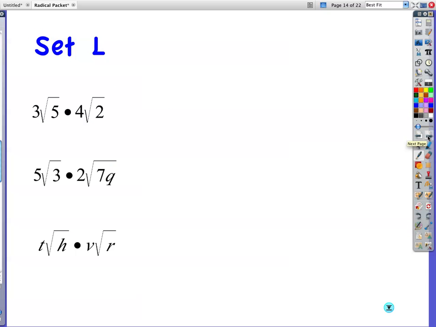Set L. Here's what I'm going to do. I'm going to take 3 times 4. I'm going to take, I guess they're called a coefficient, 4 times 3 is 12. Square root of 5 times the square root of 2. I'm going to combine that together. I get 12 square root 10. I can't reduce 10 or do anything with it, so I'm going to leave it. If I had to reduce that, I should. I need to. 5 times 2 is 10.